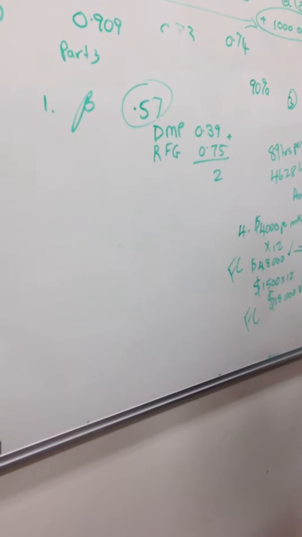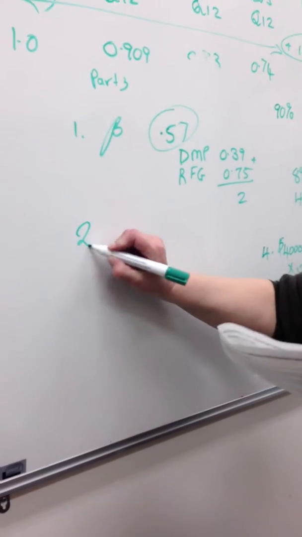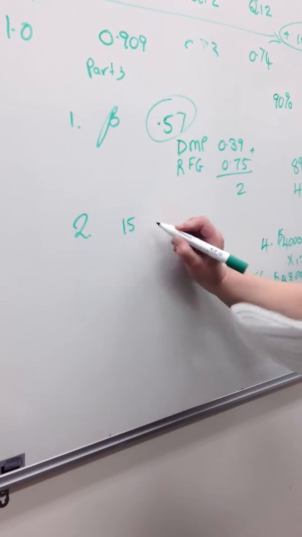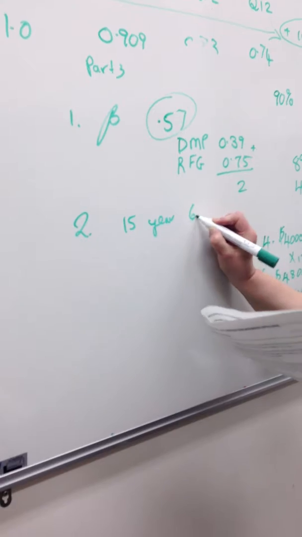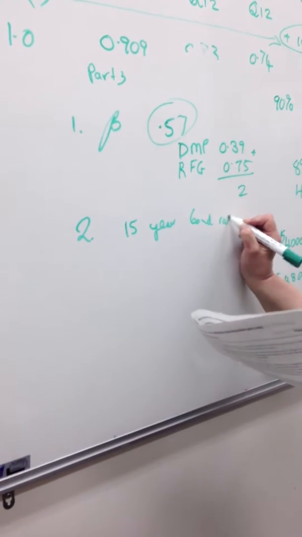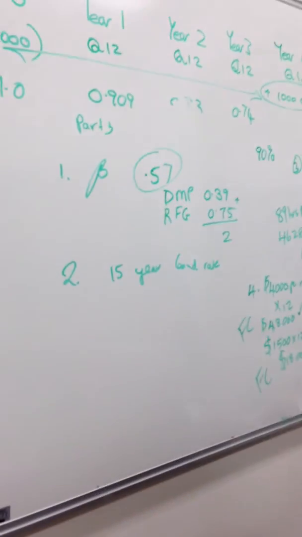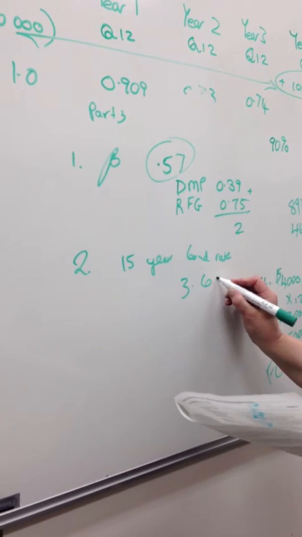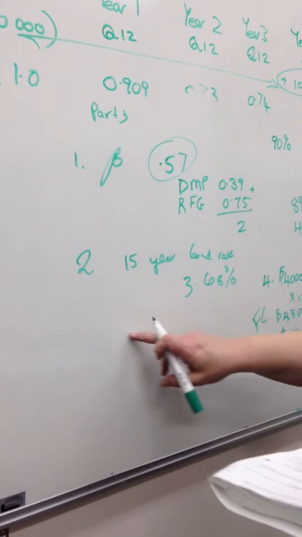Okay? For question 2, the 15-year bond rate prior to Tuesday was 3.68%. So that's part 2.